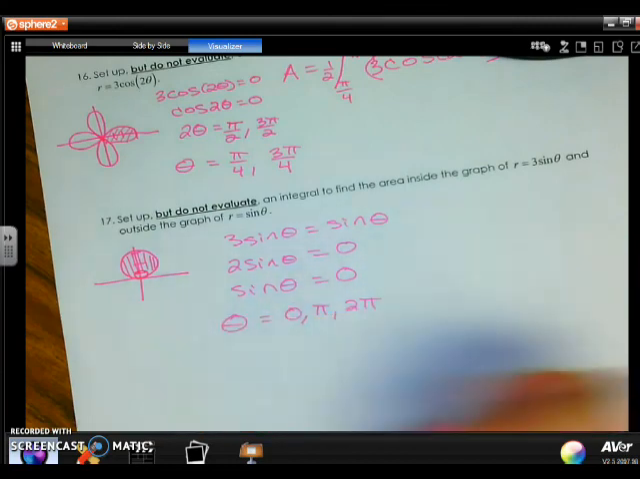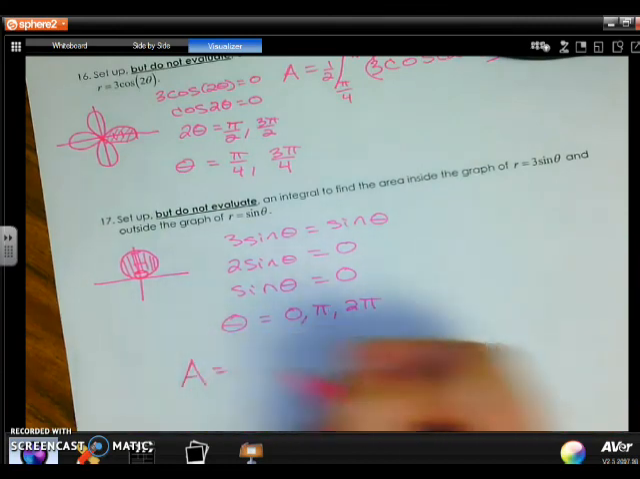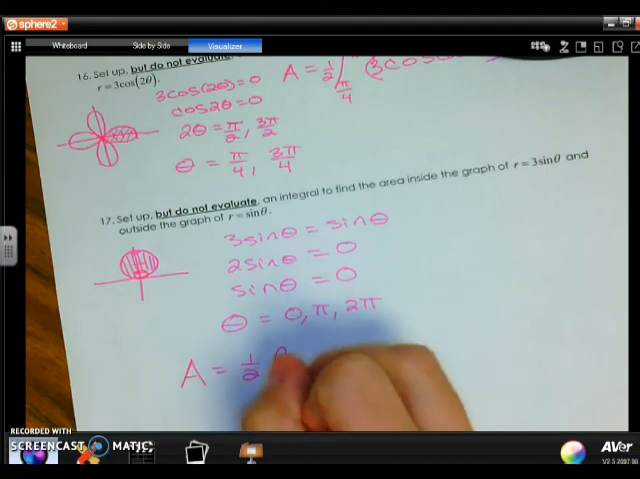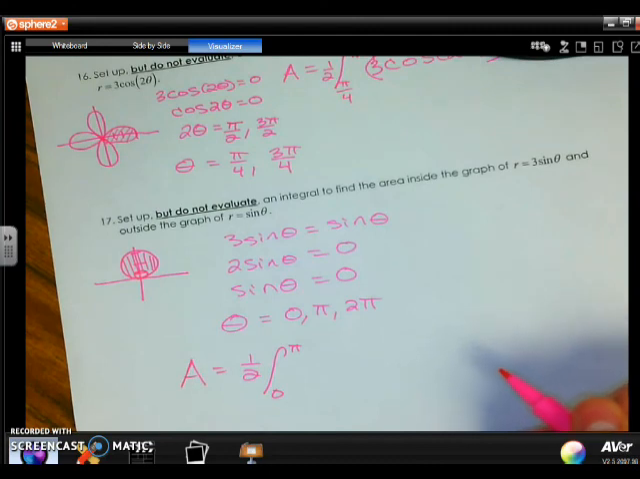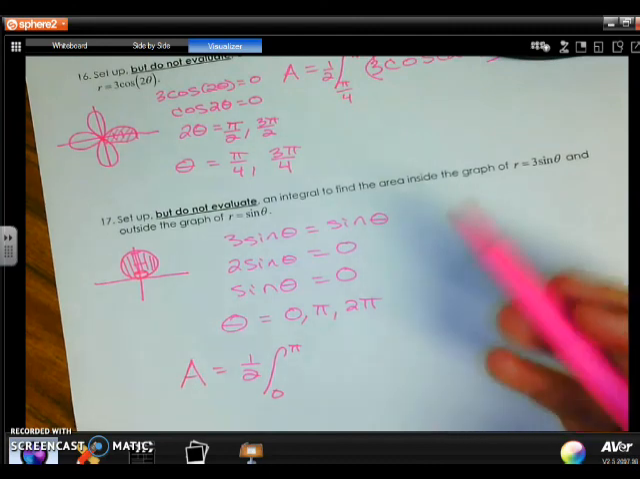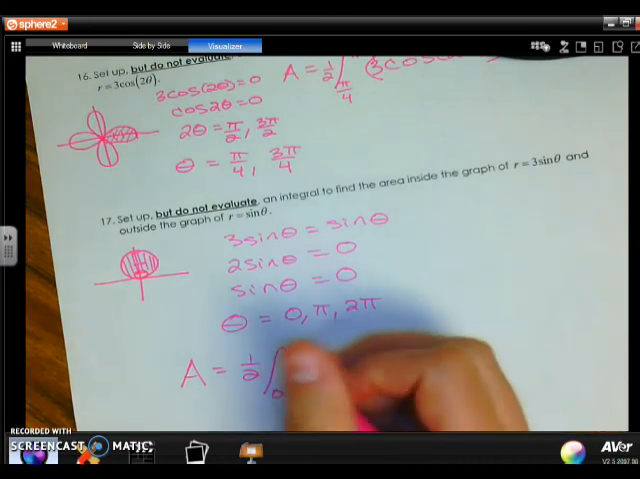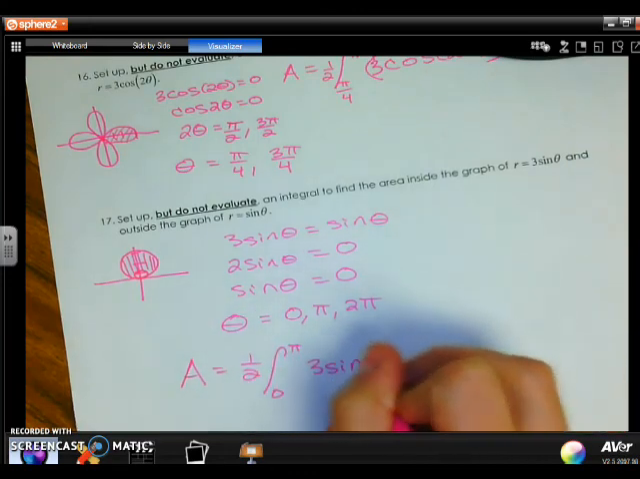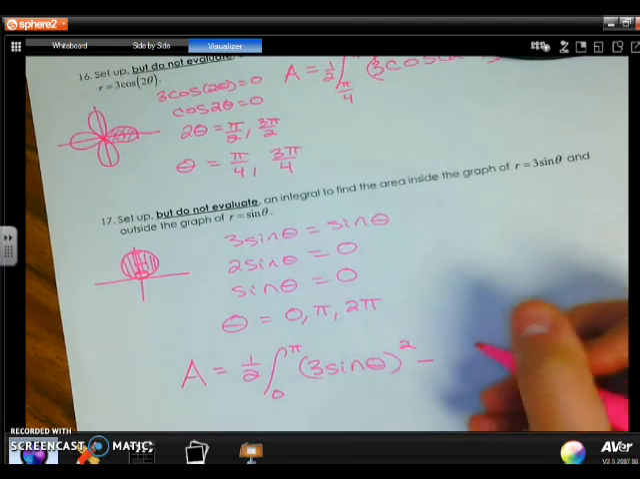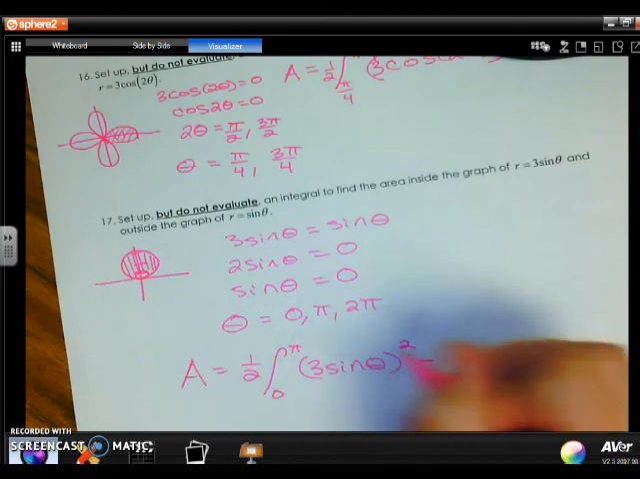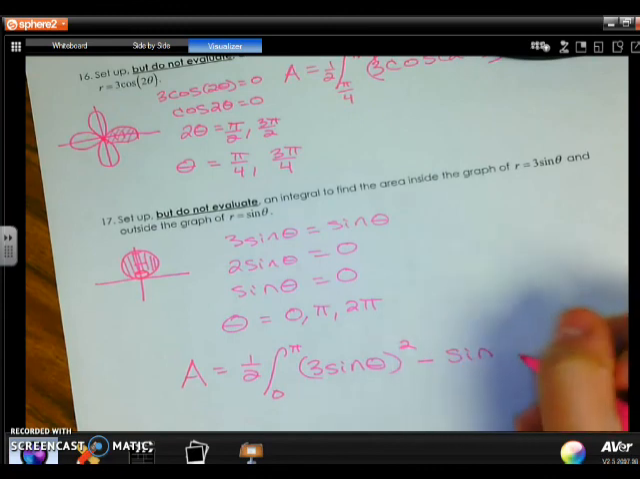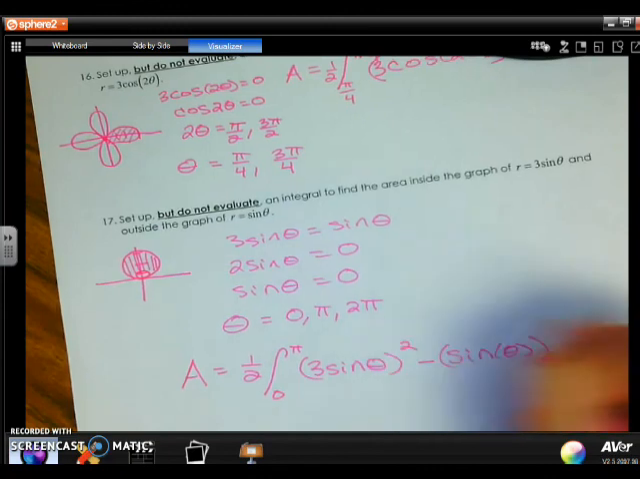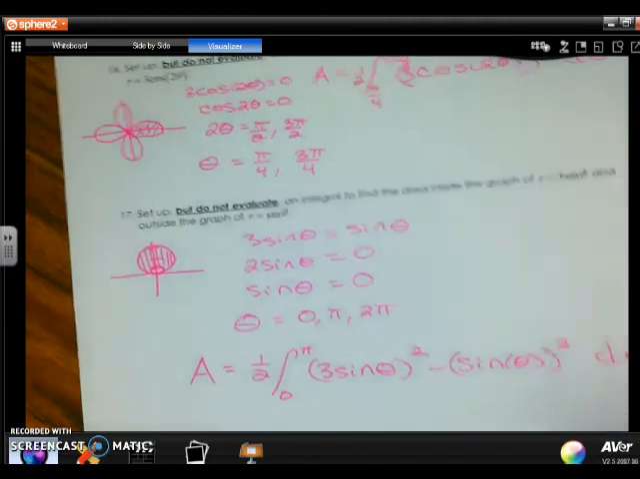So when we set up our area, I'll go down here. The area is going to be 1/2. We're going to integrate from 0 to pi, because that brings me to that first time they cross. And we want to do the outside squared minus the inside squared. So this one is on the outside, and it's that whole thing squared, minus. It's almost like you're doing a washer. Remember when we did the disk, it was like the disk minus the little donut that we'd have to subtract out. So minus the area of the inside thing, and that's going to be that whole thing squared, d theta. So there is your setup for that one.